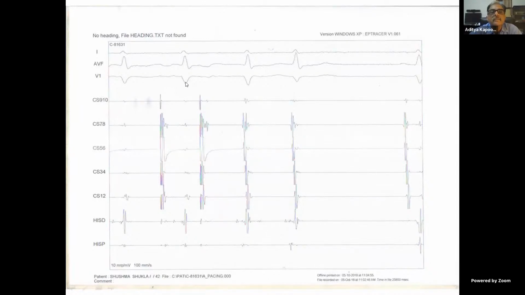This A followed by V, then A again followed by V. This is an echo cell, and this A goes to this V, and that generates an echo again. So how many echoes do we have? Two echo beats, two AV nodal echoes, right?